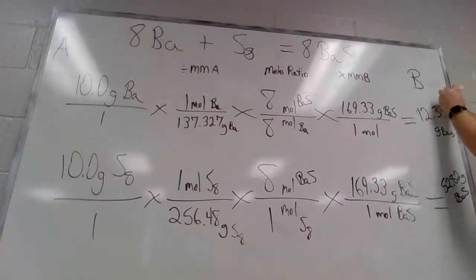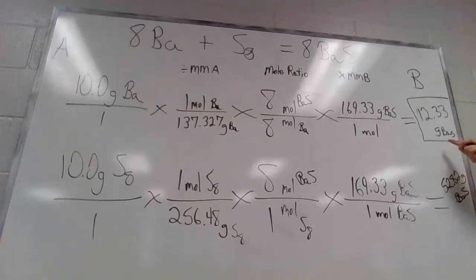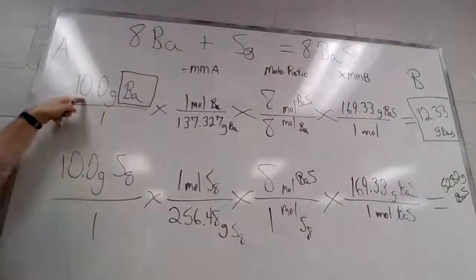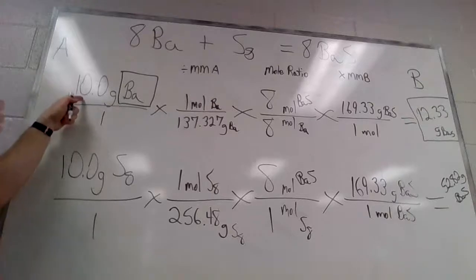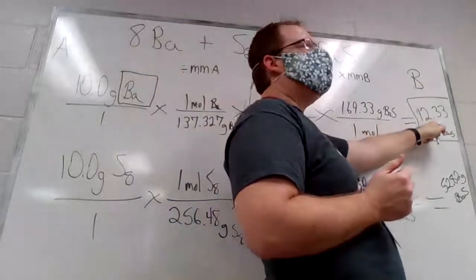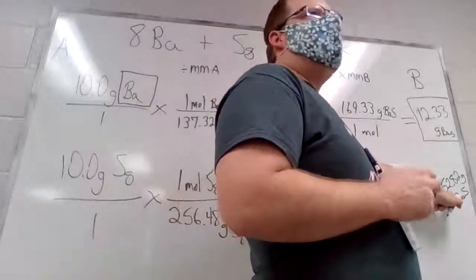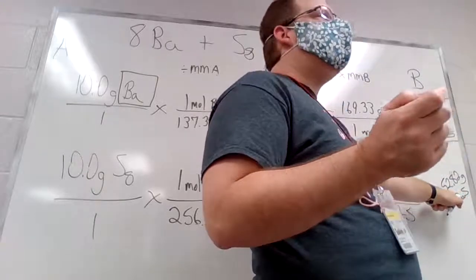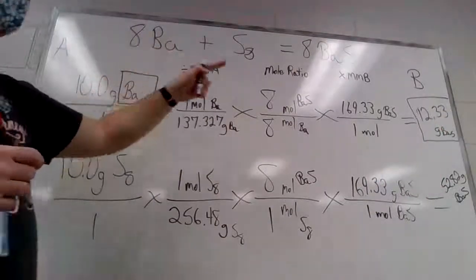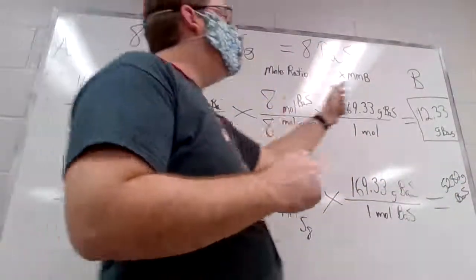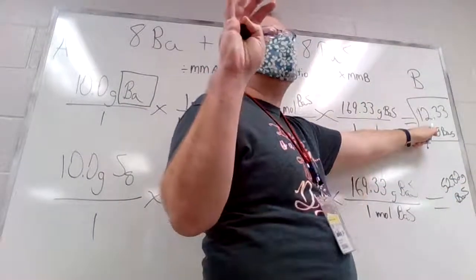So the only amount of BAS I actually made is this 12.33. When I got to 12.33, my 10 grams of barium is now gone. I've used all 10 grams of barium to make this 12.33 grams of BAS. This 52.82 never got made. The rest of that never got made. It stopped at 12.33. If I had more barium, then yes, maybe I get up to 52.82, but I didn't. I only had 10 grams of barium, so my equation stops here and nothing else is created.